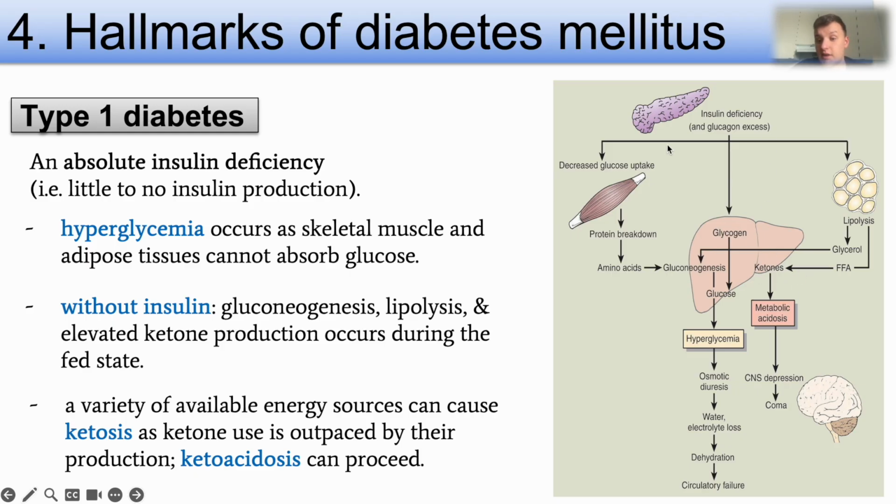You're going to end up using it to make amino acids, right? You're going to use the glucose to make fatty acids and glycerol. And all these excess ketone bodies, right, will create what we call metabolic acidosis, right? Because ketone bodies are very acidic. So as ketone use is outpaced by their production, ketoacidosis can proceed.